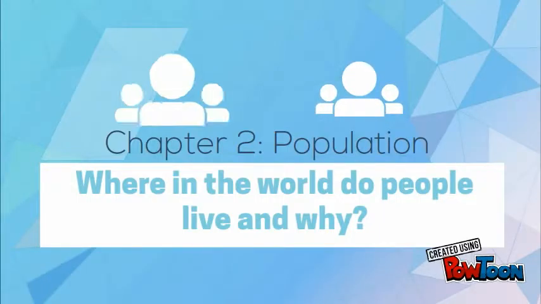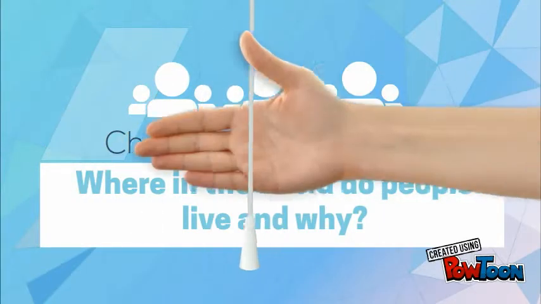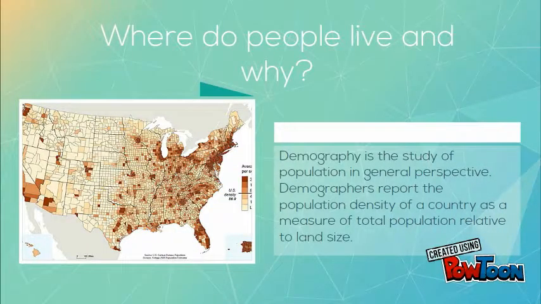Chapter 2: Population. Where in the world do people live, and why? Demography. Demography is the study of population in general perspective. Demographers report the population density of a country as a measure of total population relative to land size.